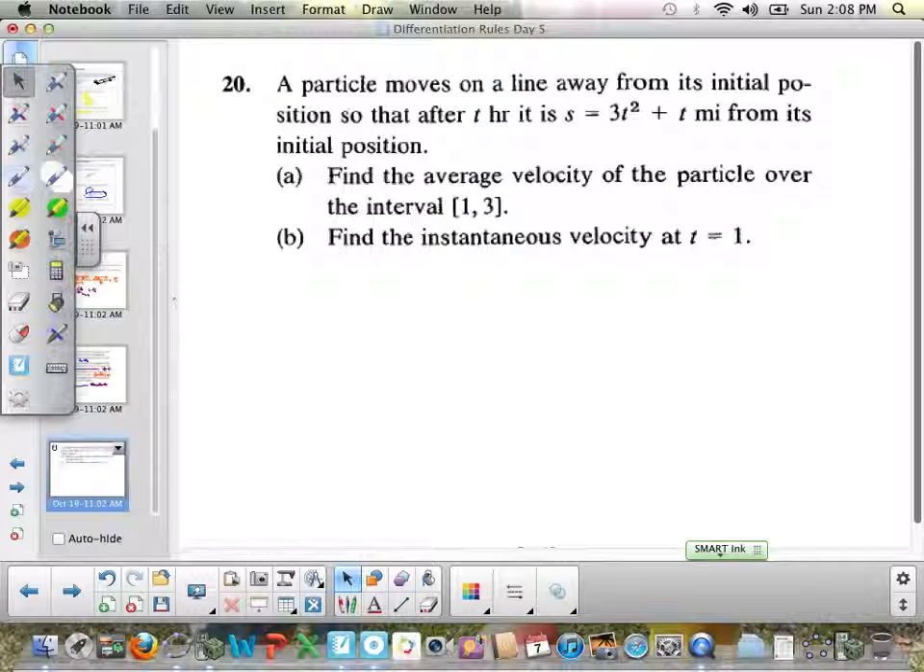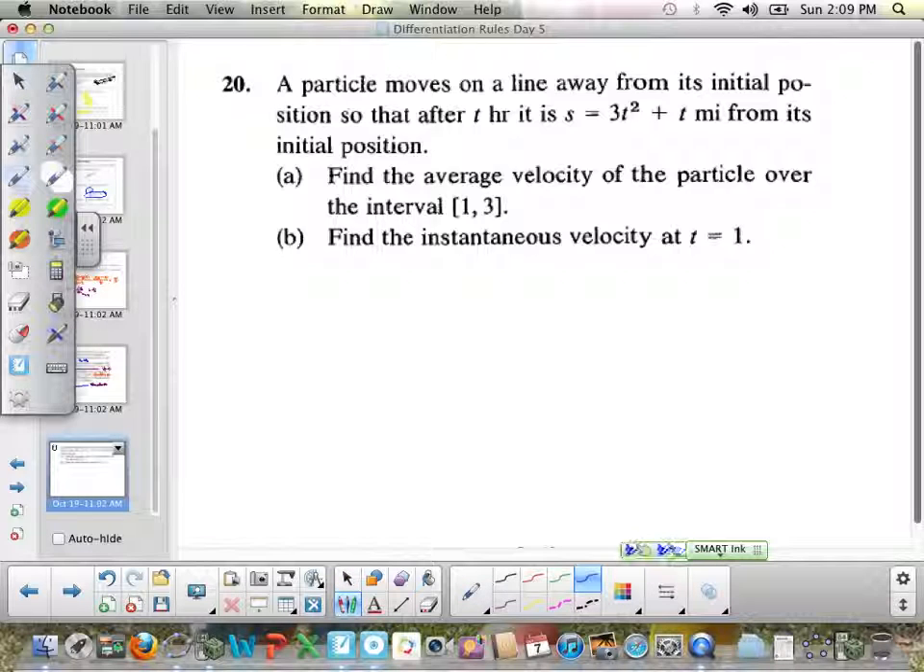And the last question we'll look at today: a particle moves on a line away from its initial position, so after t hours, it is s equals 3t squared plus t miles from its initial position. Find the average velocity of the particle over the interval [1, 3].